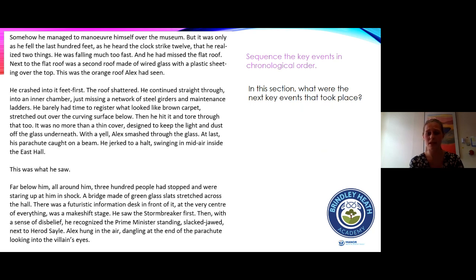If you have printed out the text already today, a good thing is actually to underline the events and then you can number them. That's a nice little tip that I used to teach children to do in year 6 with their SATs when you got to the summary sort of questions.